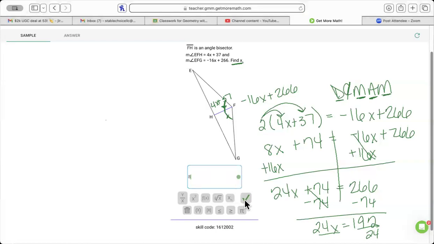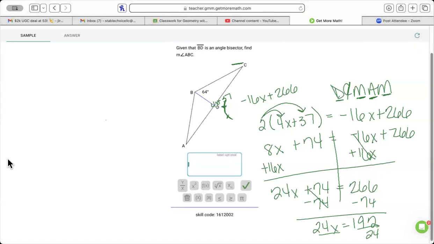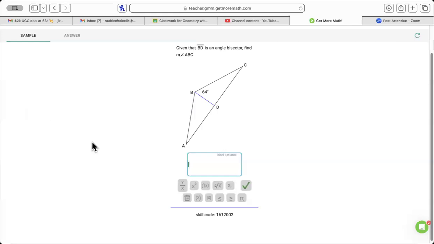Okay. So again, just really pay attention to what the questions are asking you on these kind of problems. And then use don't call me after midnight to get to the answers. Okay, this one here, given that BD is an angle bisector, find measure of ABC. So ABC is the entire thing. So it'd just be 64 times 2 is 128.